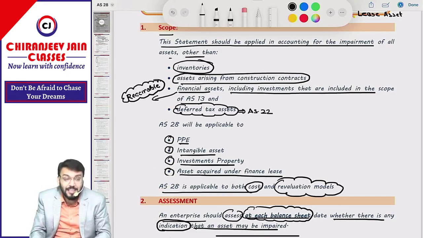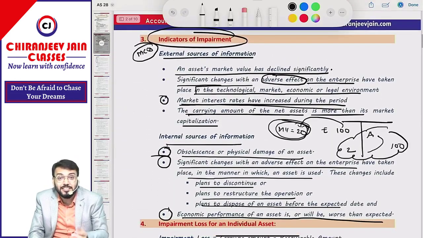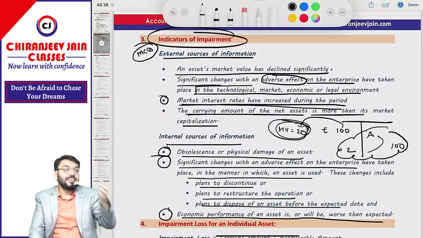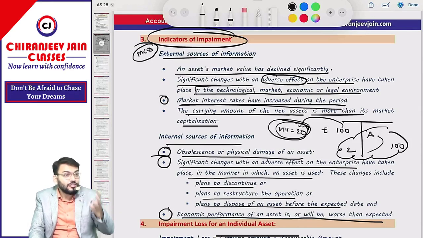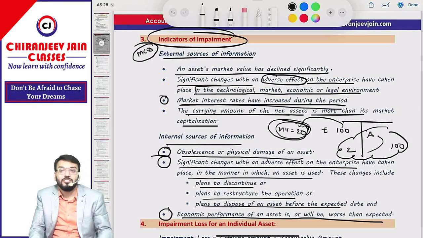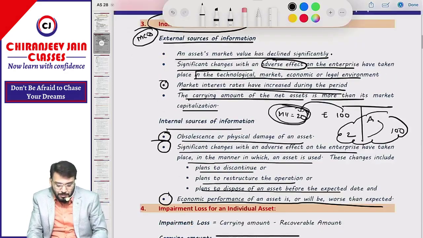Correct? So even though an asset has been revalued, it also requires impairment testing if there is an indicator. So they will ask this type of question. They may create this type of question: the asset is already revalued, whether it requires impairment testing, yes or no. This type of question can be created.